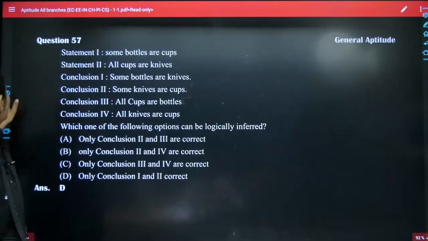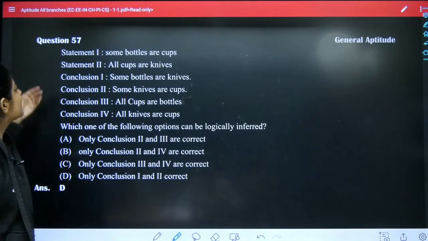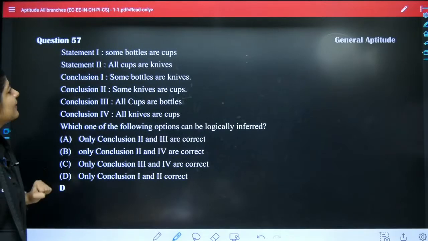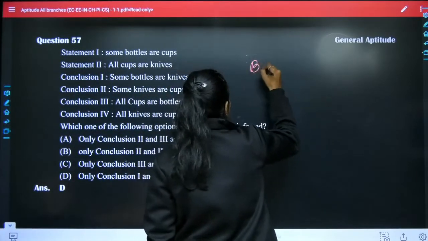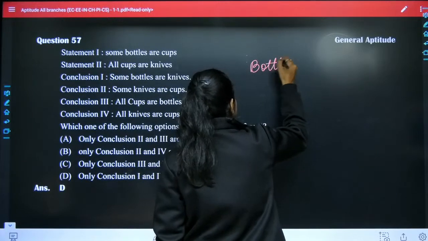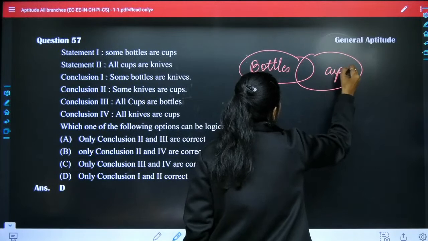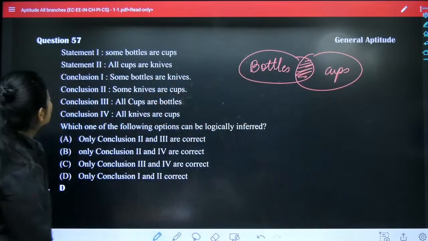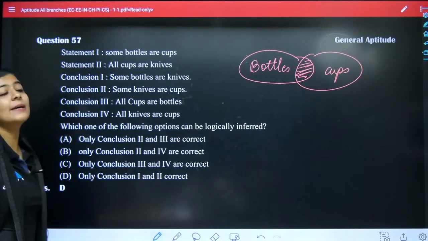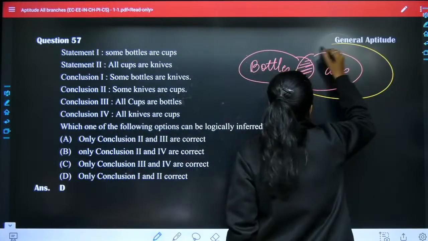Here we have a question from syllogisms. Here we have two statements and four conclusions. Statement 1 says some bottles are cups. Some bottles are cups, right? Now the second statement says all cups are knives. All cups are knives.